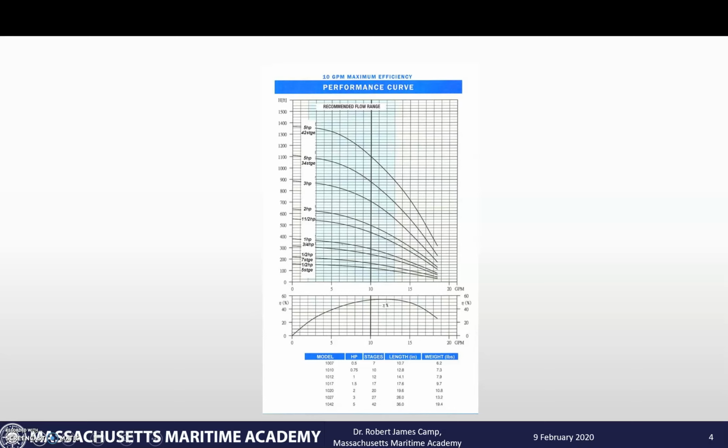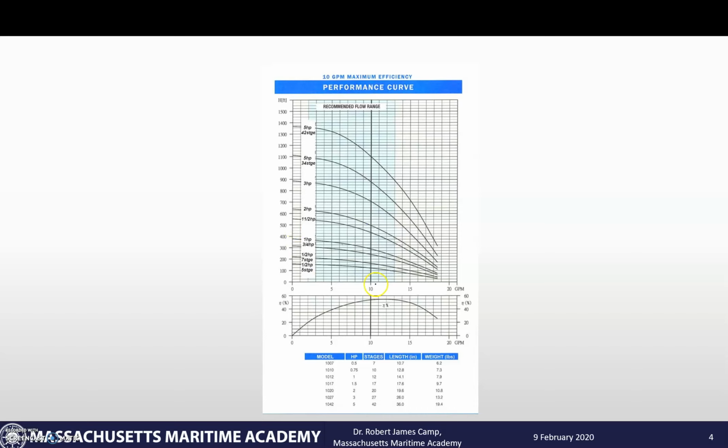So let's look at this one here. This curve I pulled out is showing a bunch of different pumps. In this upper part here, it is showing the feet of head per flow rate in gallons per minute. You can see we've got it marked out here. 10 gallons per minute is the design point for this pump. And this pump has a bunch of different configurations, from a half horsepower 5-stage pump all the way to a 5 horsepower 42-stage pump.